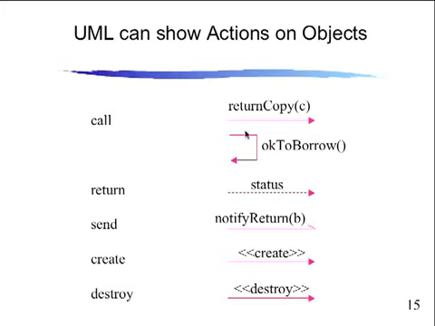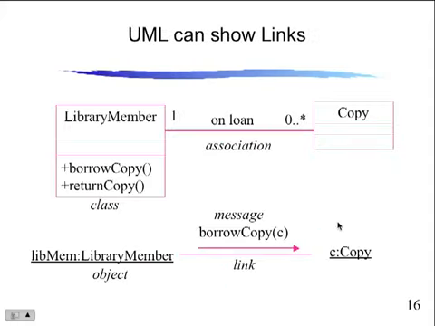Okay to borrow, and then comes back and says okay, like a return call. It's return a status of something, and so most of these are arrows. They create the destroy, showing you an action in terms of the behavior of the association. Send, modify, return.